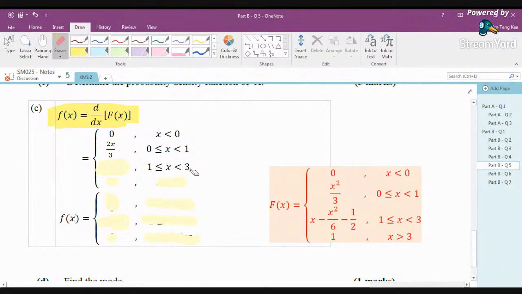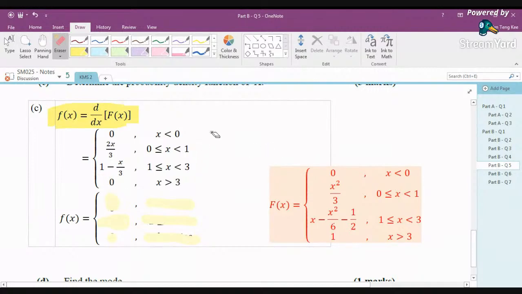Next one, from 1 to 3, including 1 but not including 3. The function is x minus x squared over 6 minus 1 over 2. When I differentiate, I have 1 minus x over 3. Lastly, x greater than 3. We have the constant 1, and differentiating a constant, we get 0 as well.